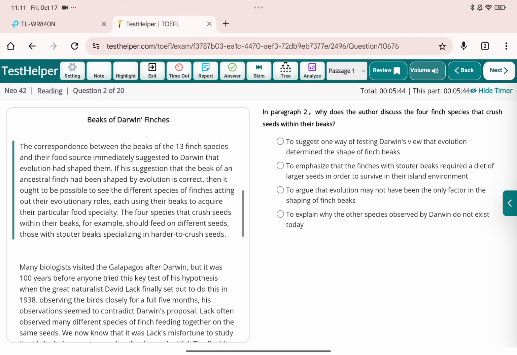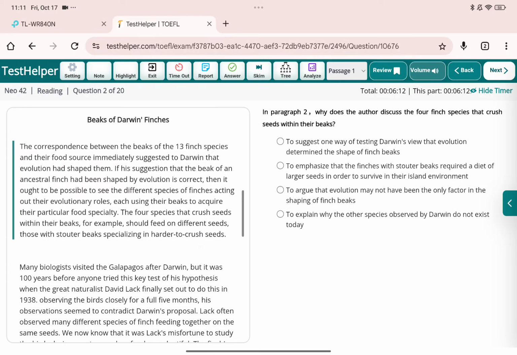For answering this kind of question, the best strategy is to read the sentences before and after the mentioned sentence. Then find out the main idea or claim that the author is proving or testing. And you have to see how the example supports or illustrates the idea. So the original statement goes from "the correspondence between" up to "crush seeds," up to here.